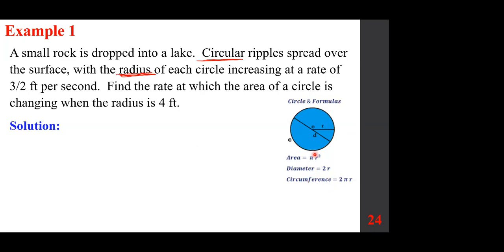So let us write the question symbolically. What is given and what is missing? First and foremost, we write A equals pi r squared. We came up with that because we remember this from geometry, so we need that. So what is given is that the radius of the circle is increasing at the rate of 3/2. So dr/dt is 3/2 feet per second. And what are we looking for? dA/dt. At what point? When r is 4 feet.